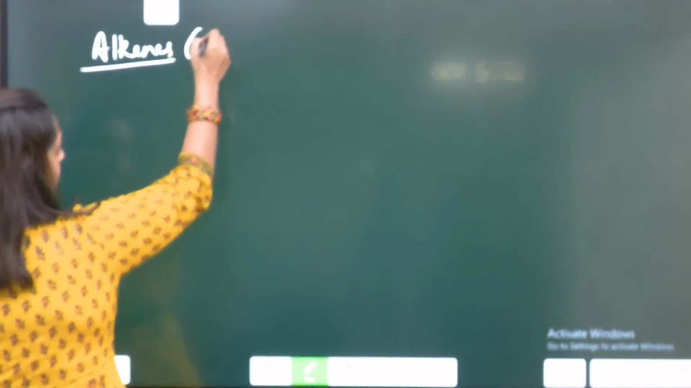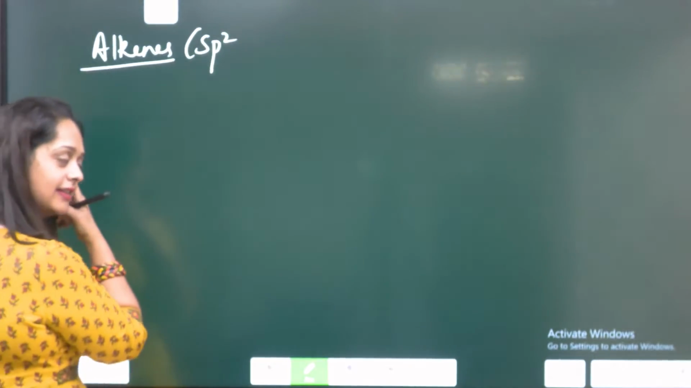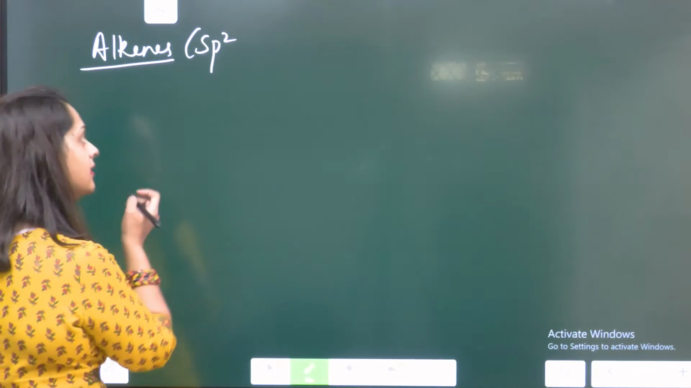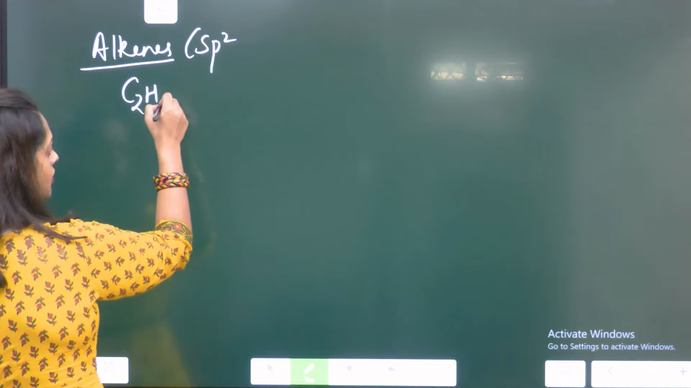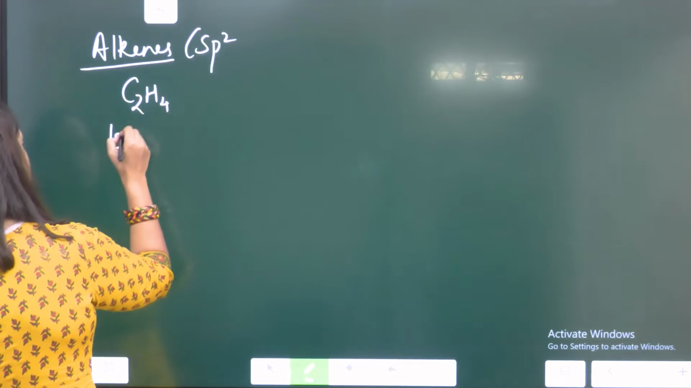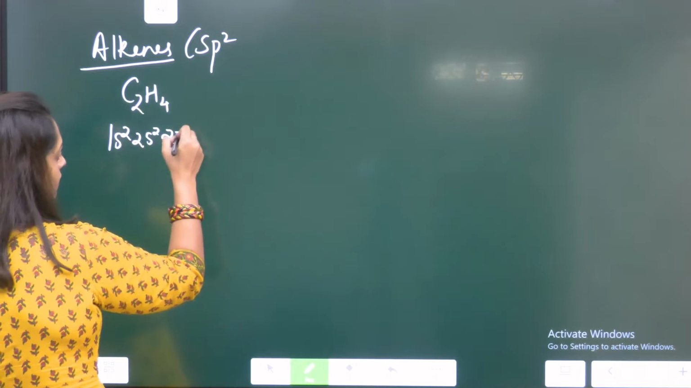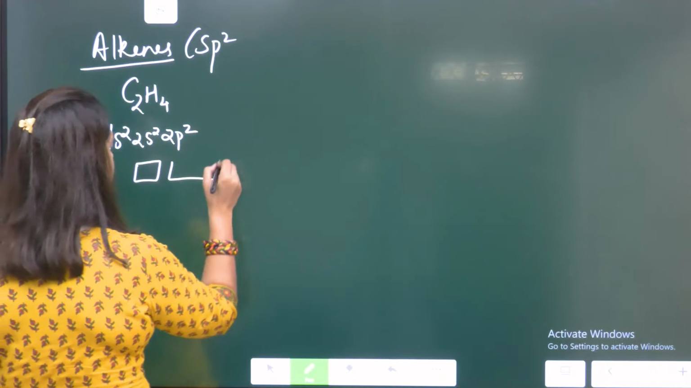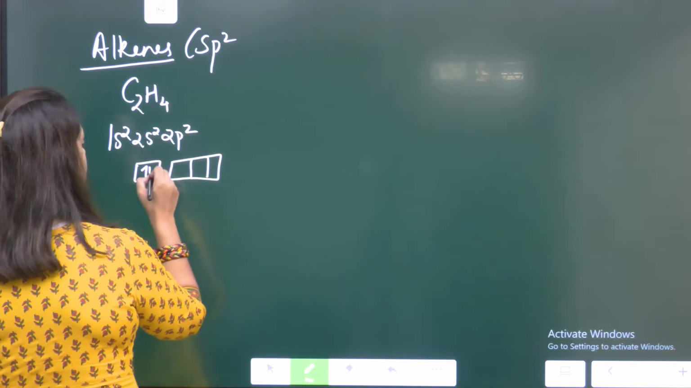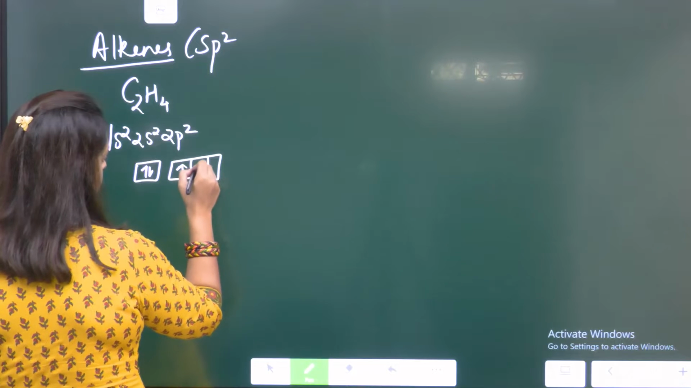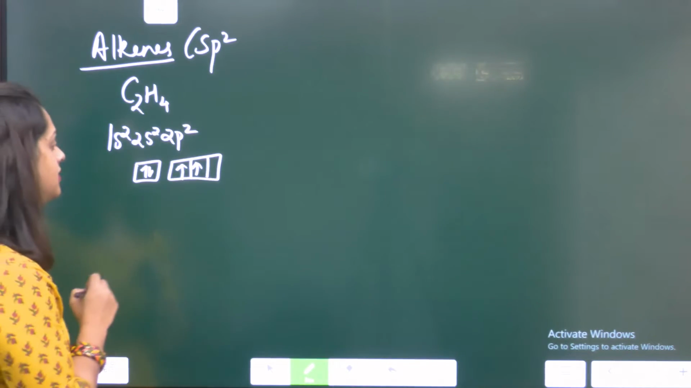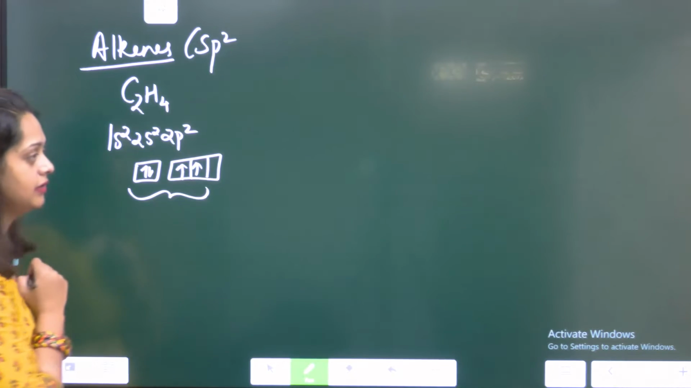In the case of ethene, alkenes, the hybridization is sp2. When I see the example for sp2 hybridized, C2H4. So the carbon electronic configuration 1s2, 2s2, 2p2. So the 2s orbital, the 2p orbital. So what is happening? sp2 hybridization, that means these orbitals will be mixing together.